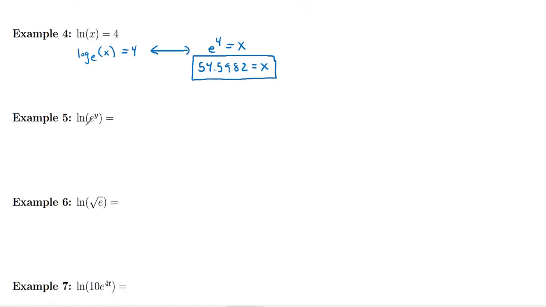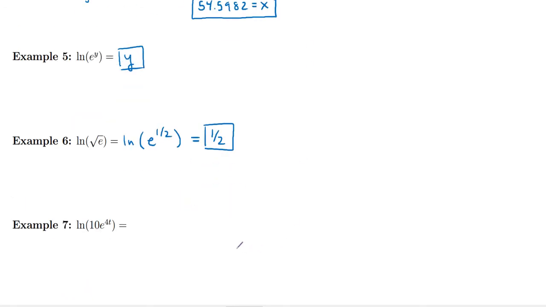Next one, natural log of e to the y. Well, these two are inverse functions of each other. Natural log and the exponential e to something are inverses. So these essentially cancel and just give us the y back. Natural log of square root of e, well, I don't have e to a power until I write it, but this is e to the 1/2, and natural log and e are inverses, so they essentially annihilate, and I just get the 1/2 back.